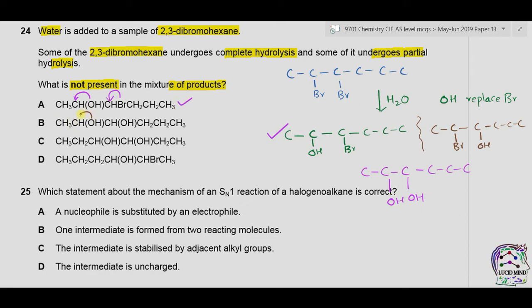In B we can see that OH is present with second carbon and OH is present with third carbon, and there are 6 carbon atoms in total. So this shows complete hydrolysis like this. So B is also present.